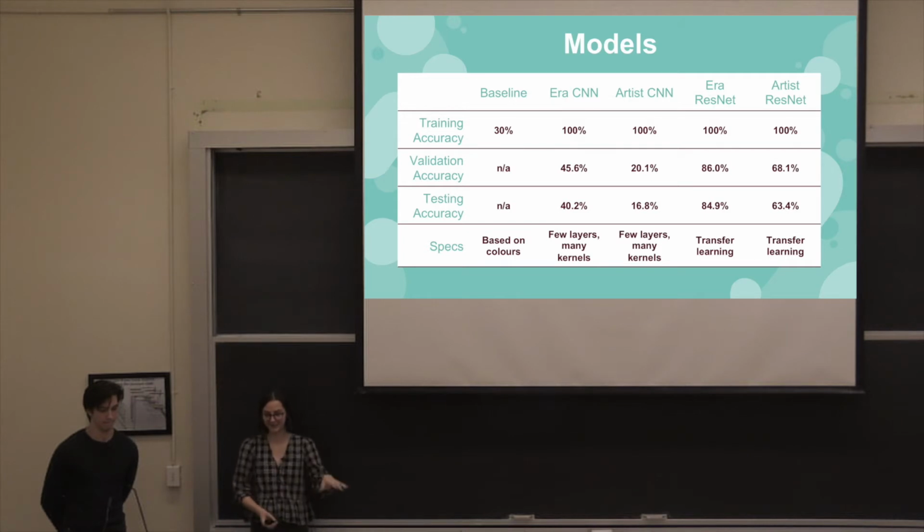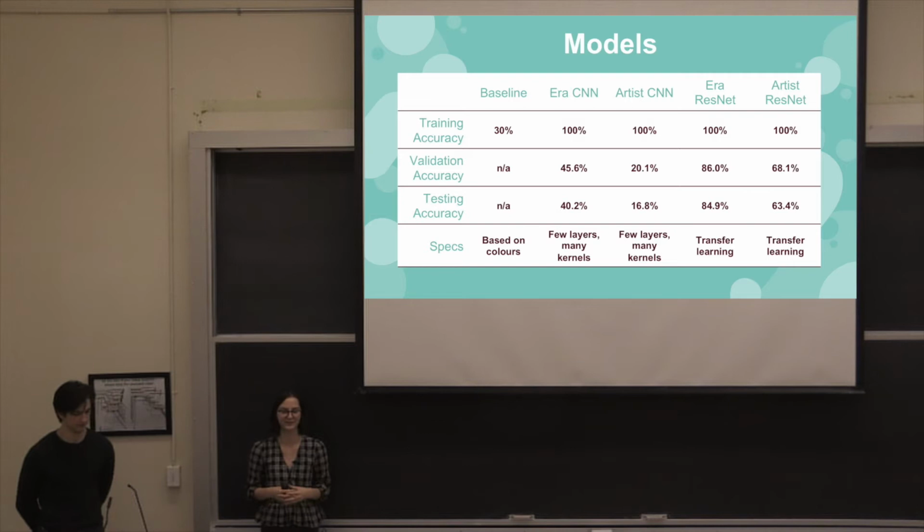Moving on, we went into our CNNs, where the name of the game was one layer and then many kernels, because we thought the distinguishing characteristic would be brush strokes. We were able to overfit, which was good, but as it turns out, we couldn't achieve any accuracies above 50%, so we decided to move on.